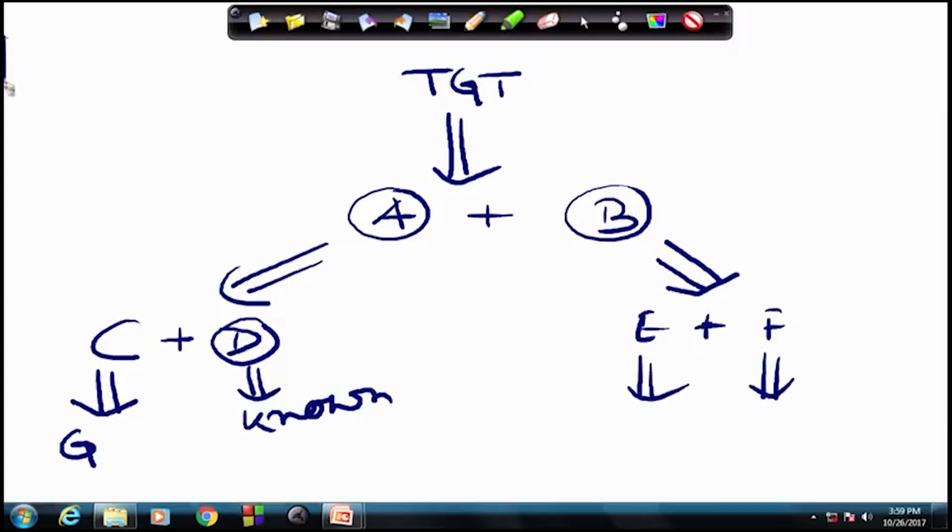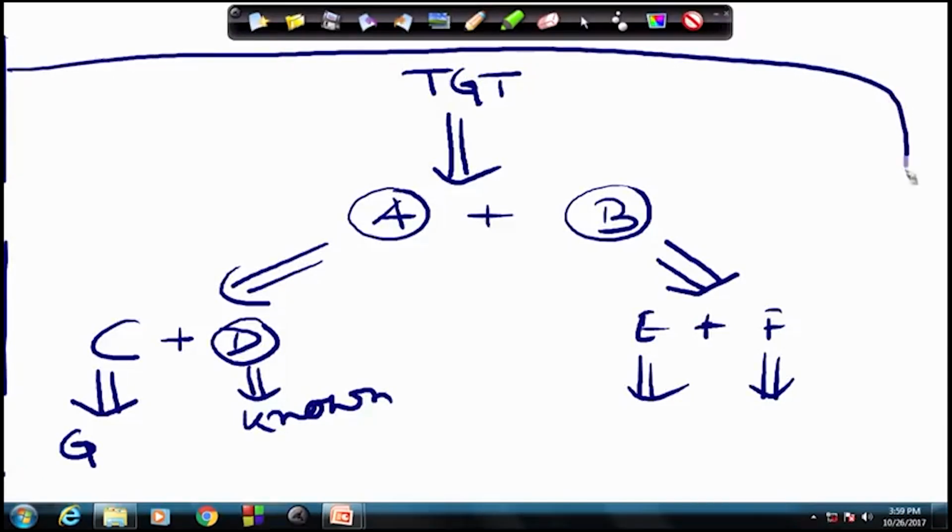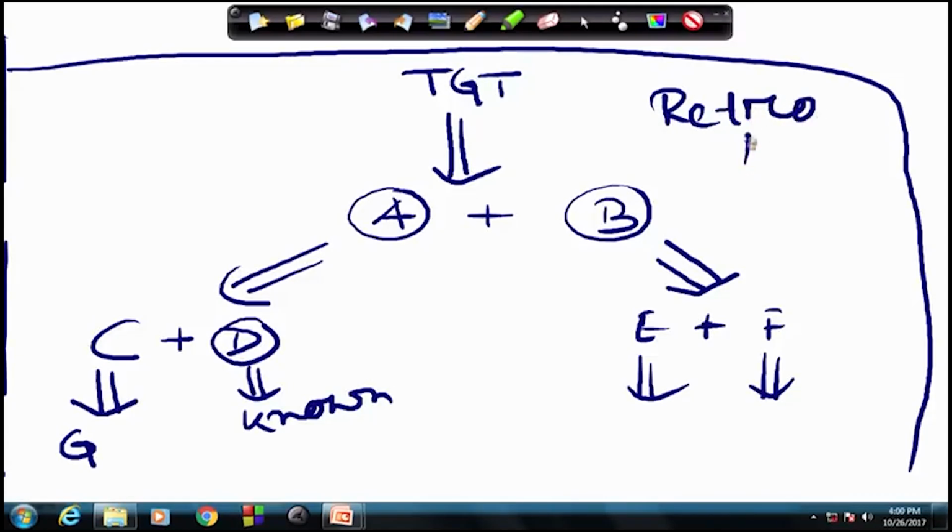Now, this entire pathway, or you can call it a branching pathway, starting from a target molecule, is called a retrosynthesis tree. It is a retro tree having many branches, and this is a retro branching.